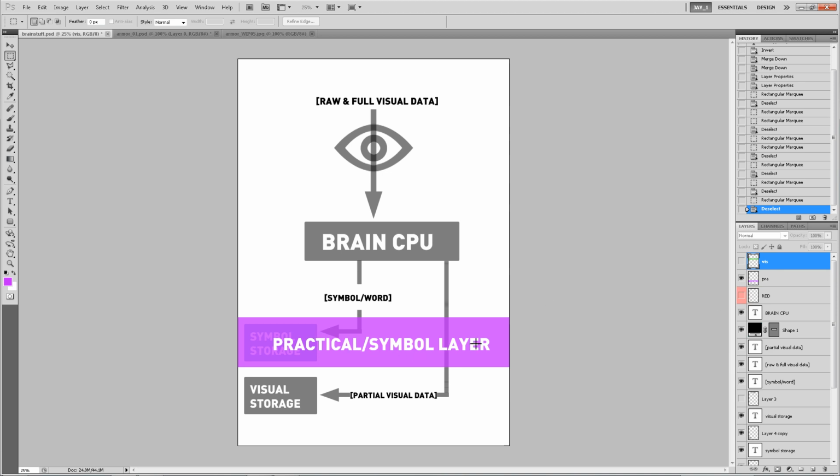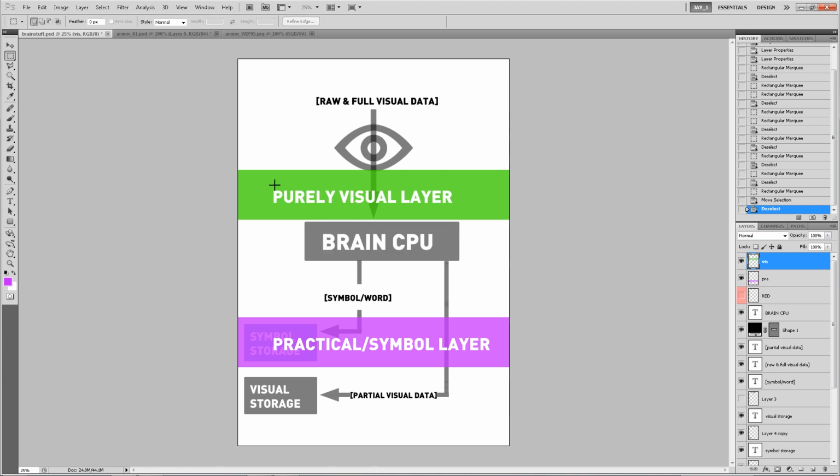But the practical or symbol layer is not the layer, or not the only layer you want to be on when analyzing artworks. You need to be in this place, where the raw and full visual data hits your brain. So you have to take your brain CPU and have it analyze the raw and visual data. This is the layer where artists operate, or where artists also operate, because you have to use those two layers in combination.